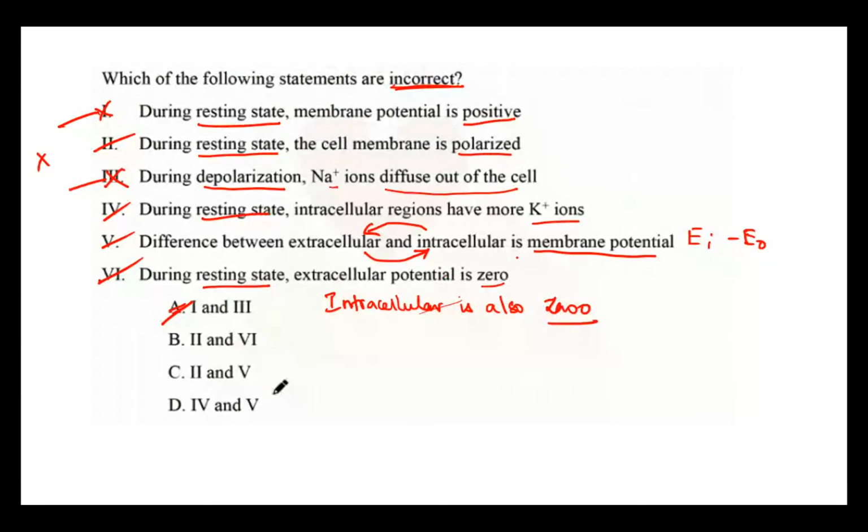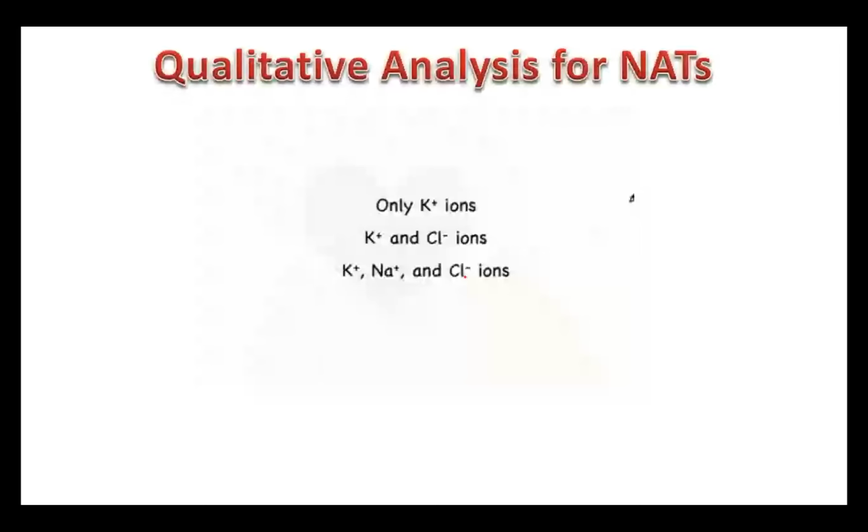Fine. The difference is the membrane potential. Yes, this is a good question. So for the qualitative analysis for NATs, we have the Nernst equation and the Donnan equation. We are going to move towards the numerical part here, and we have K plus ions, potassium, sodium, and chloride. So we have studied 3 ions, right? Potassium, sodium, and chloride.